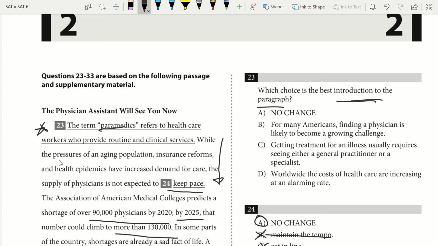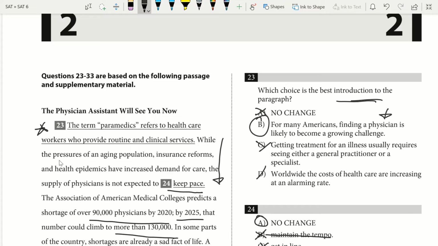Well, A is definitely not, right? The term paramedics referring to the healthcare workers, we don't need to define that, right? We're not really talking about paramedics. We can get rid of A. B, for many Americans, finding a physician is likely to become a growing challenge. Yes, because we're talking about a shortage of physicians. So our answer there is going to be B.